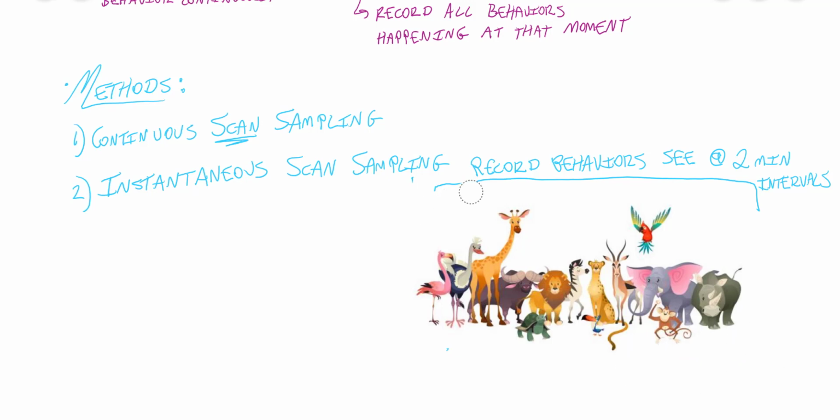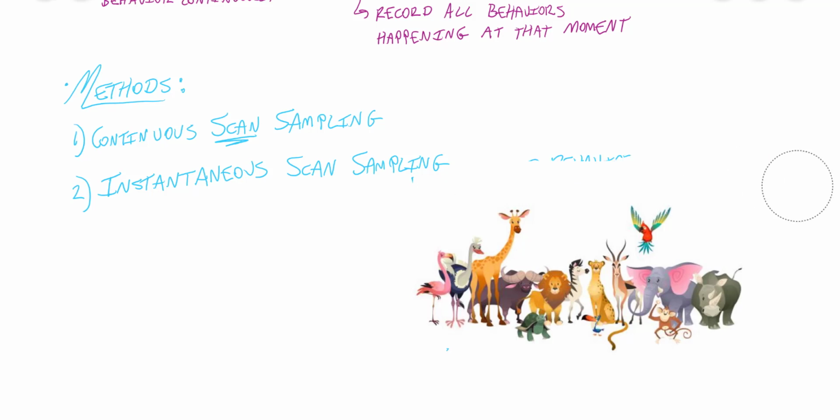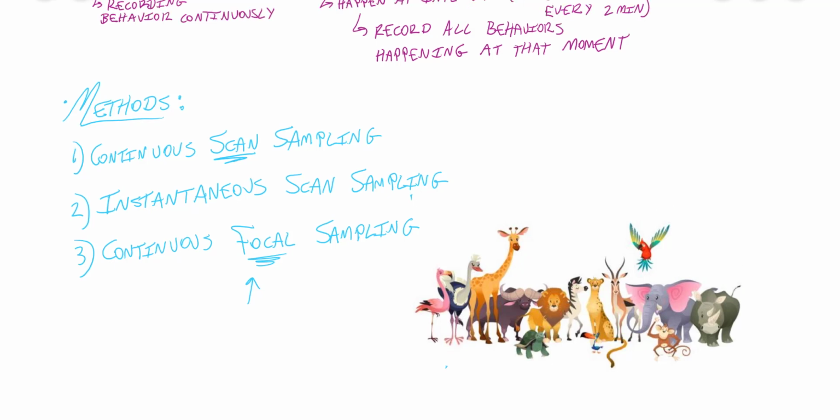Now, our last sampling technique is called continuous focal sampling. If you use this method, you're no longer scanning a group. You are focusing, hence focal, on a single animal. Okay? Maybe it's the cheetah here. Okay? If the cheetah is our focus animal, he's the only one we're going to be watching.